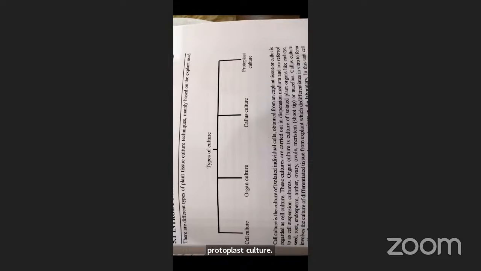So that's cell culture, organ culture. Cell is a single living organelle that is called a cell. Second one, organ. Third one, callus. An organ is nothing but a group of tissues which are joined and forming a structure that is called an organ. Now the next one, callus.